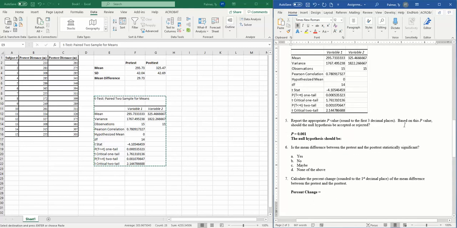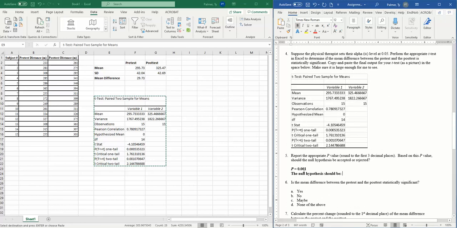Question 5 says, based on this p-value, should the null hypothesis be accepted or rejected? Well, I kind of said it already, but this p-value here, 0.001, that we got from our final output for the p two-tailed test, is less than our alpha level set at 0.05. So because the p-value is less than the alpha level, what are we going to do to the null hypothesis? The null hypothesis should be rejected.